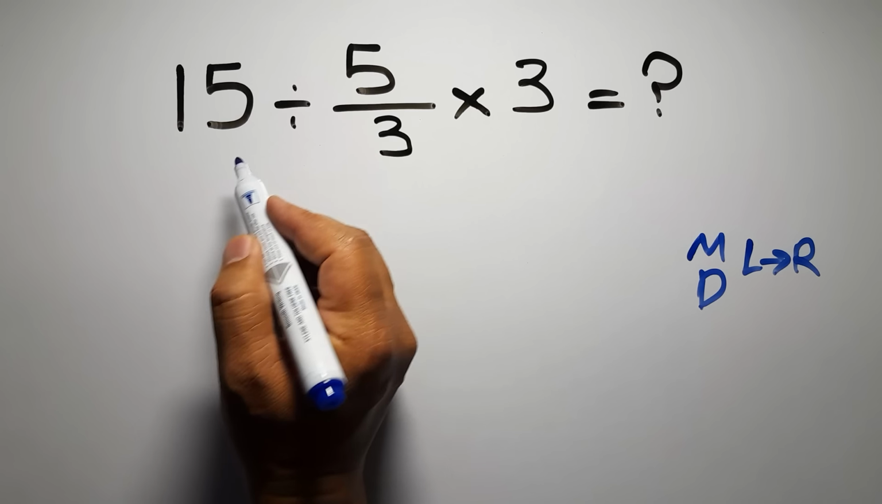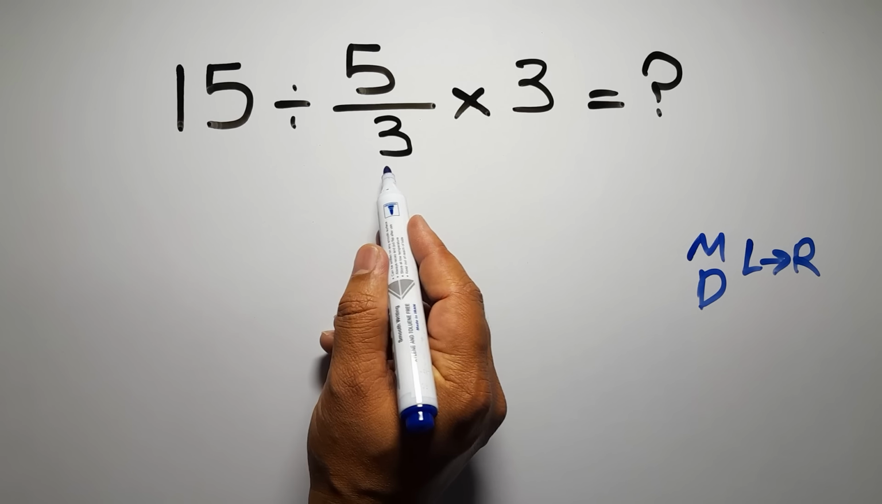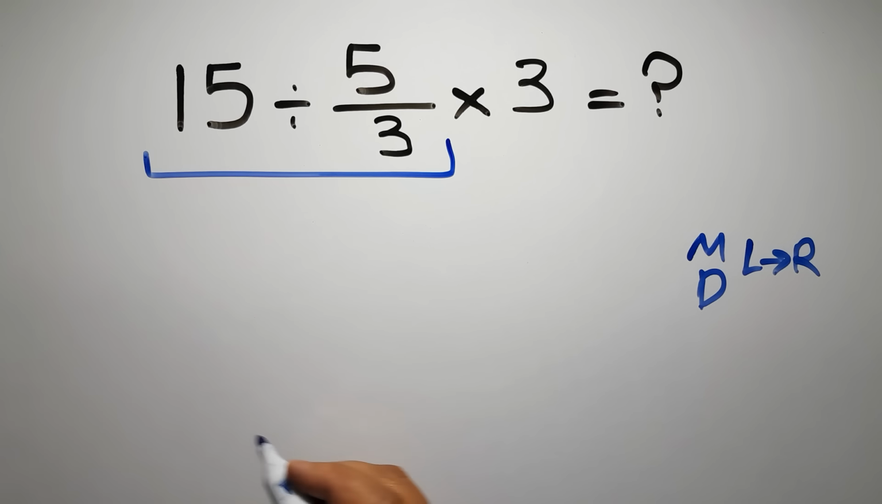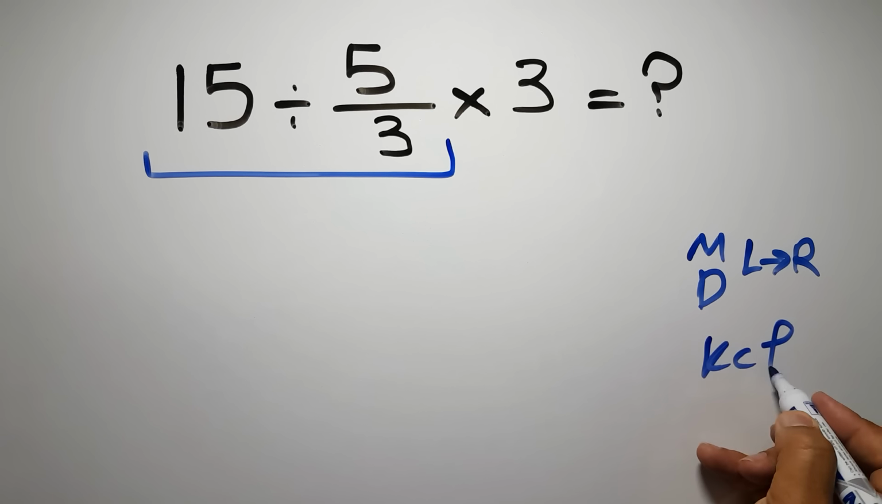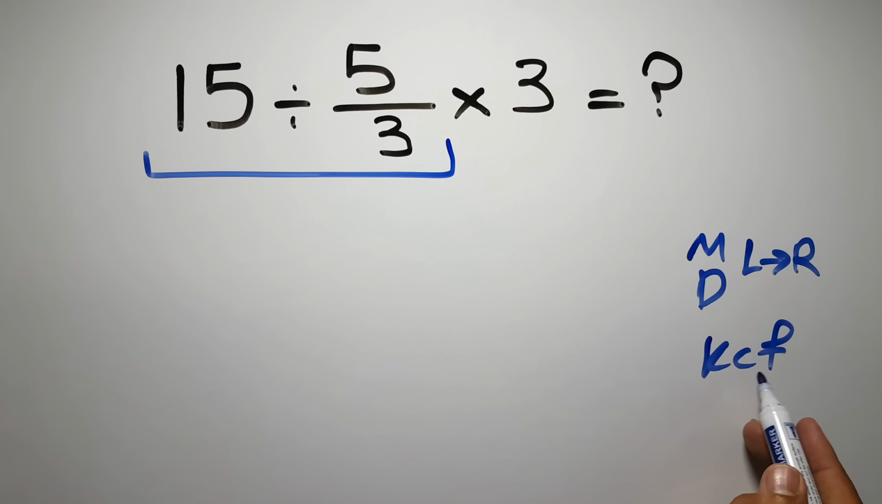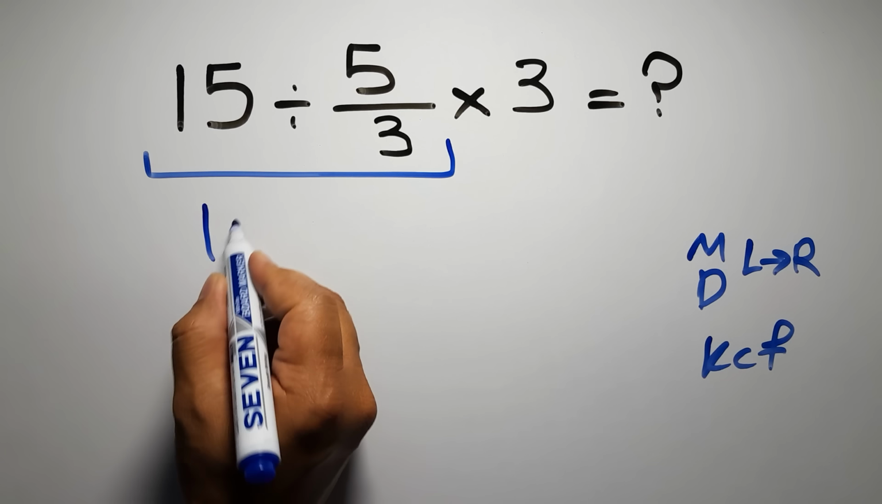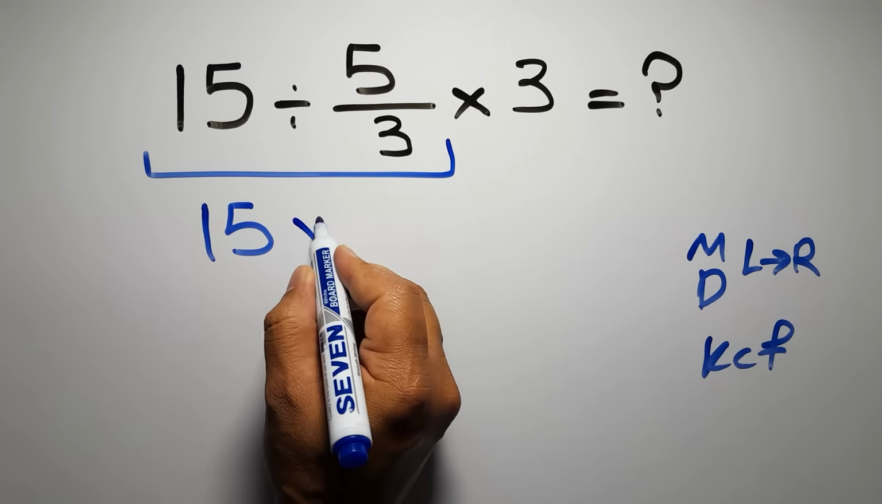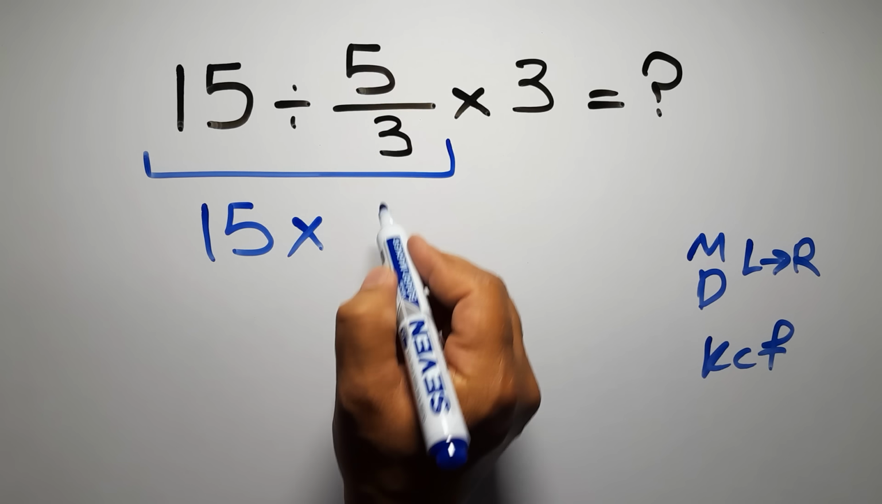So first this division, 15 divided by 5 over 3. According to the KCF rule, K stands for keep, C stands for change, and F stands for flip. We can write keep the first fraction, change division to multiplication, and flip the second fraction.